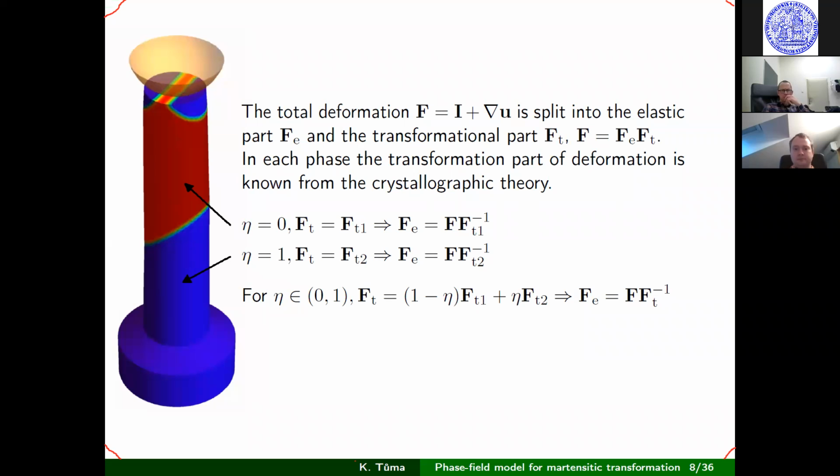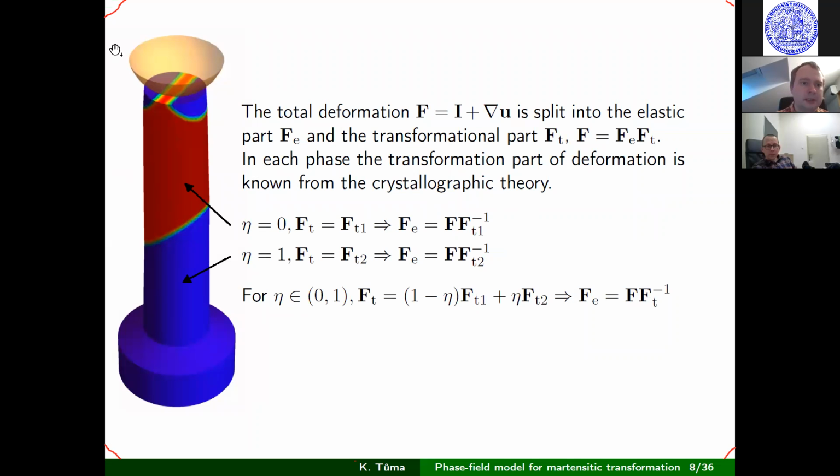So next, as I already said, the deformation in these materials is really huge. It cannot be assumed that the deformations are small, and you cannot use the small strain theory. So what we are doing, we are splitting the total deformation gradient F into the elastic part and the transformational part in this multiplicative way.